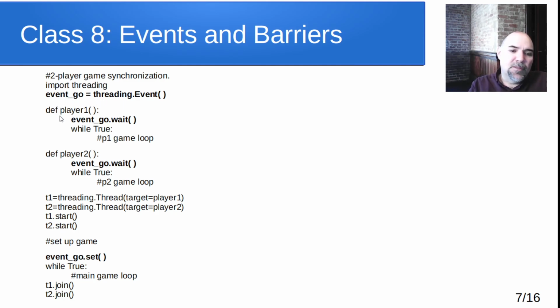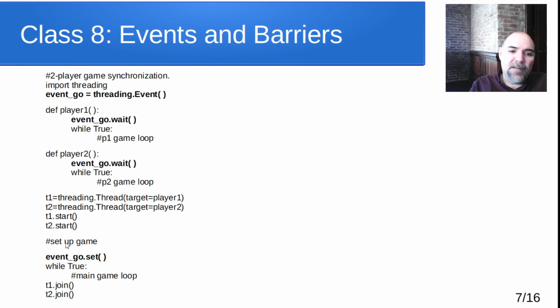And what happens is I have 2 functions, player 1 and player 2. And I start a thread for each of those. So both of these functions can be considered running concurrently after they're started. But the first thing they do is they might load their screen or get ready or something, but they'll hit event_go.wait. So they will both block at that first line there. So the game loop hasn't started for either of them.